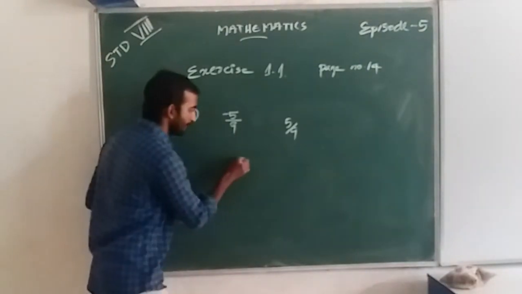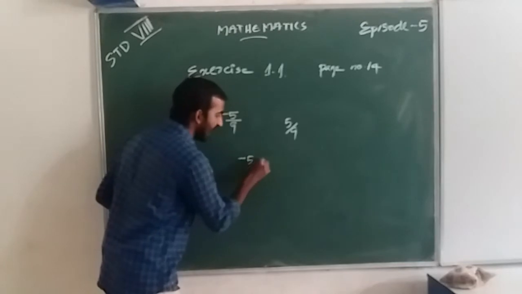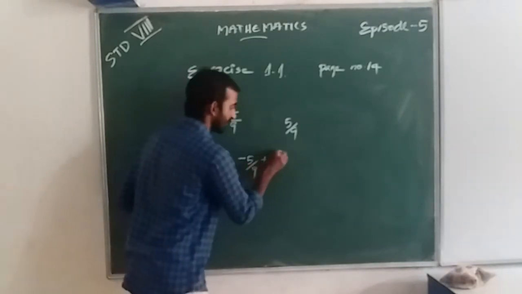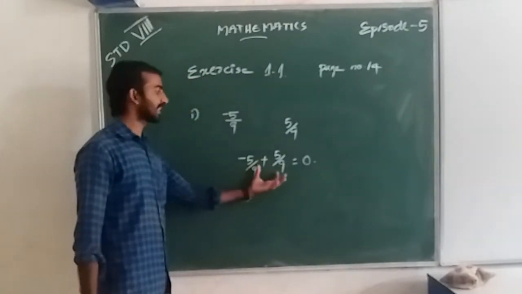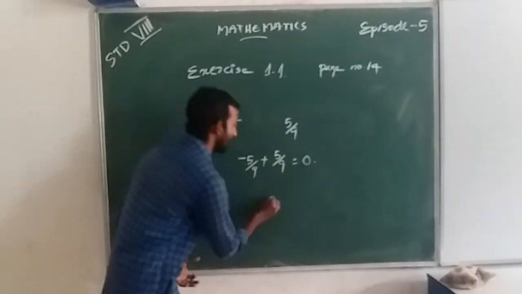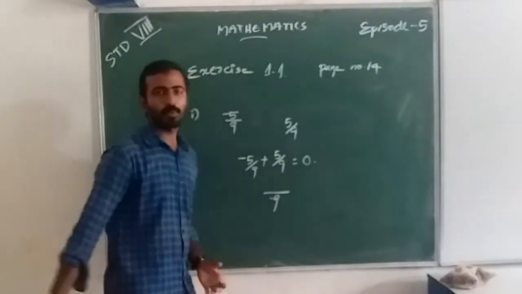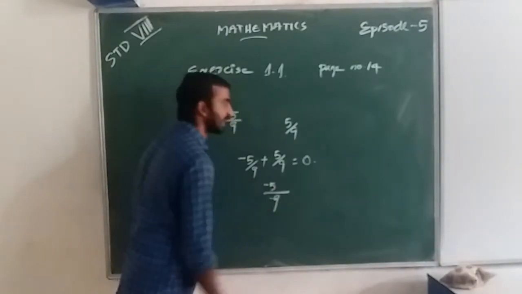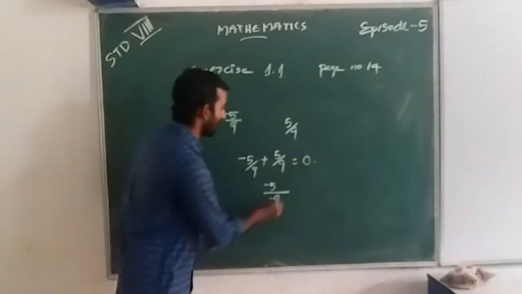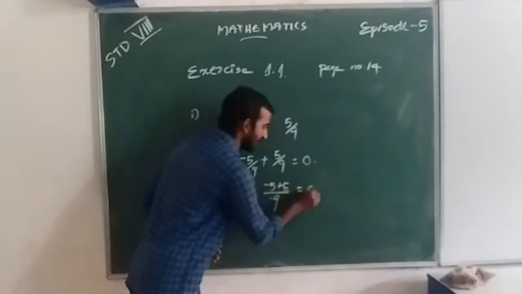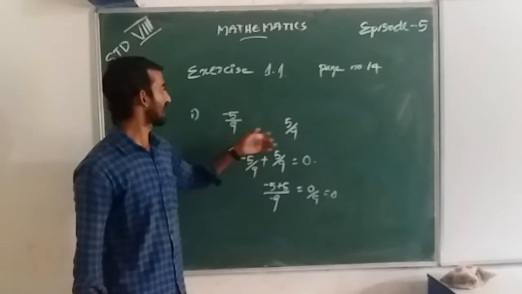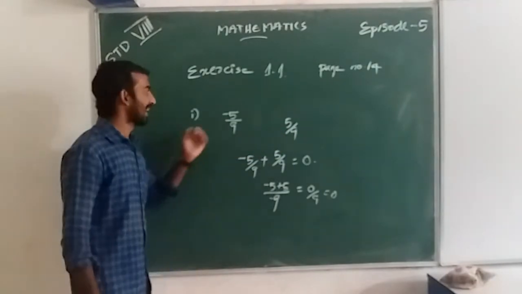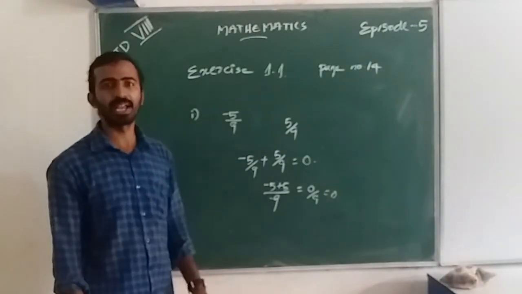When we add these rational numbers, we get 0. We can see here the denominator is the same, so common denominator upon minus 5 plus 5, here 0 by 9 equal to 0. That is, 5 by 9 is the additive inverse of negative 5 by 9.